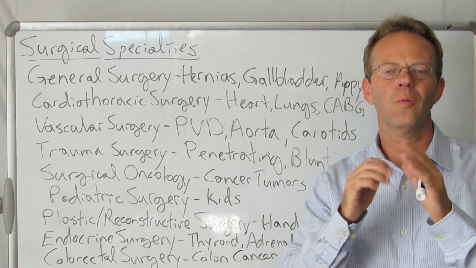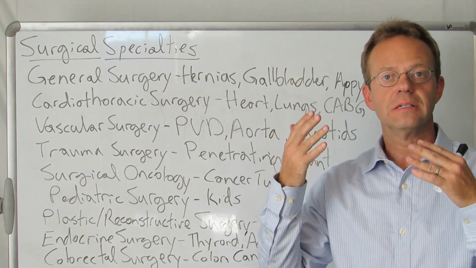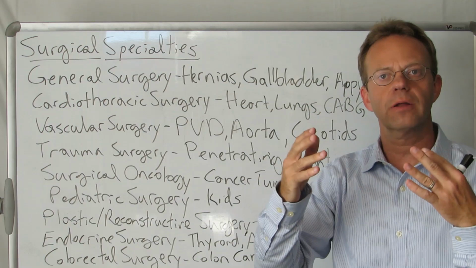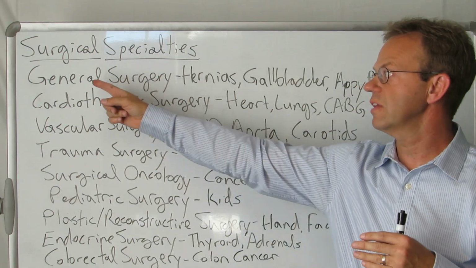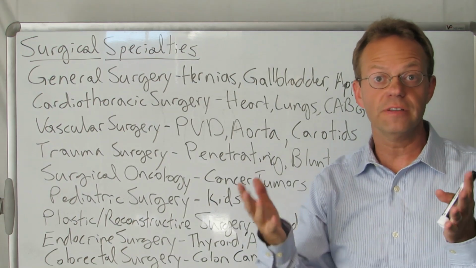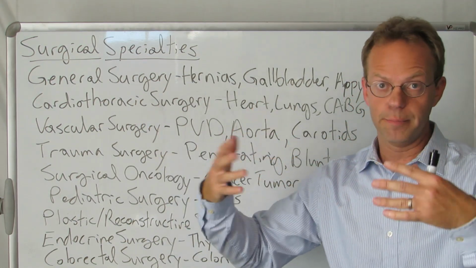Hello, welcome back. We're now going to do the third area of doctor specialties, which is the surgical specialties. So again, after medical school, if someone wants to be a surgeon, then they do a residency in general surgery. It's 4 years, and after finishing a general surgery residency, then you can go out and be a general surgeon.